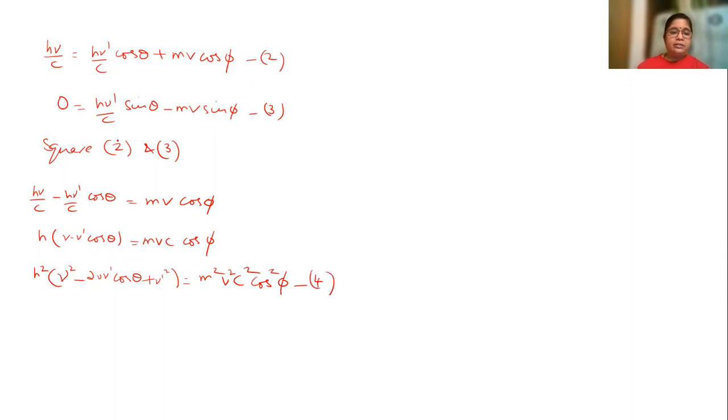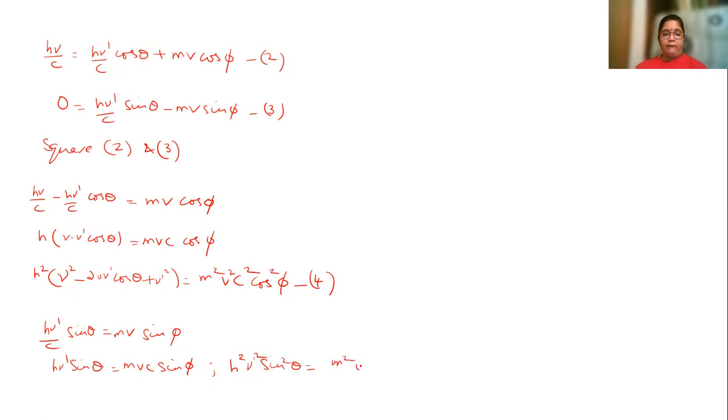Now let us square equation 3. I can rewrite equation 3 as h nu dash by c sin theta is equal to mv sin phi. Am I right? So again, I can rewrite this equation as h nu dash sin theta is equal to mvc sin phi. Or you can square this equation and write as h square nu dash square sin square theta is equal to m square v square c square sin square phi. This is my equation 5.